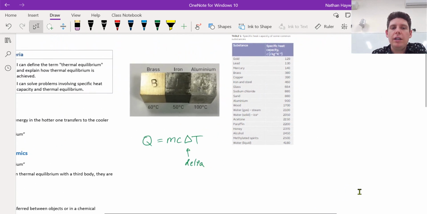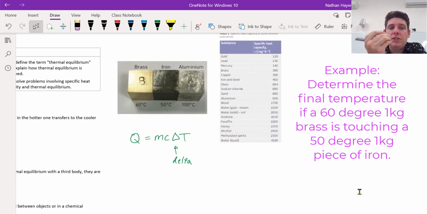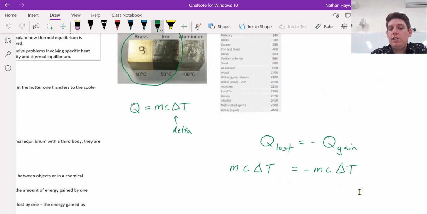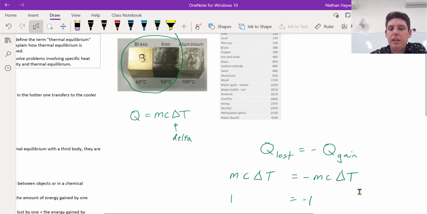So let's go back to my three pieces of metal. Let's imagine we've just got brass and iron, and let's say each cube is 1 kilogram. So we know that Q lost is equal to the negative Q gained. So the lost thermal energy is equal to negative the gained thermal energy. We know the masses are both 1 kilogram. Specific heat capacity is different. So brass is 380.